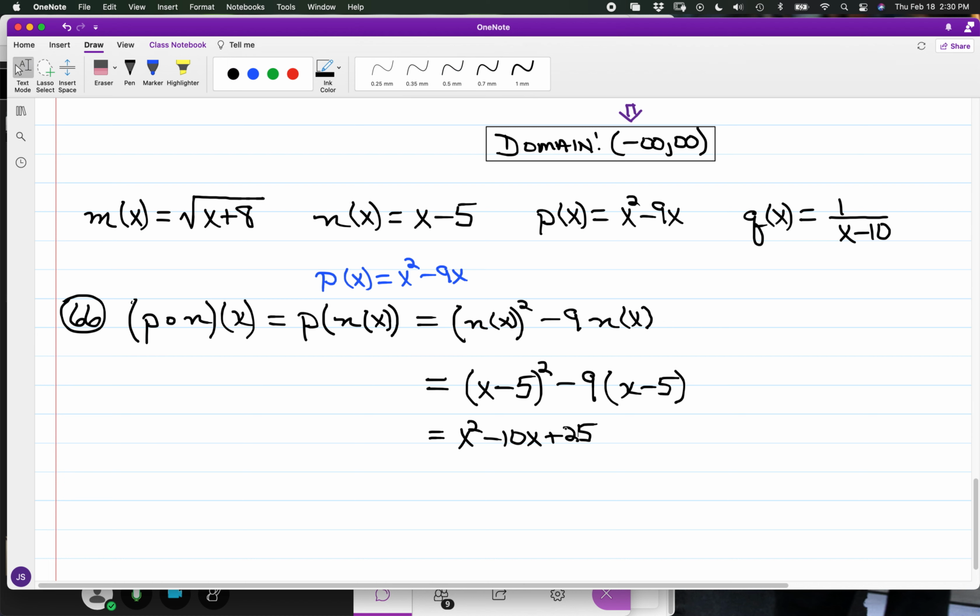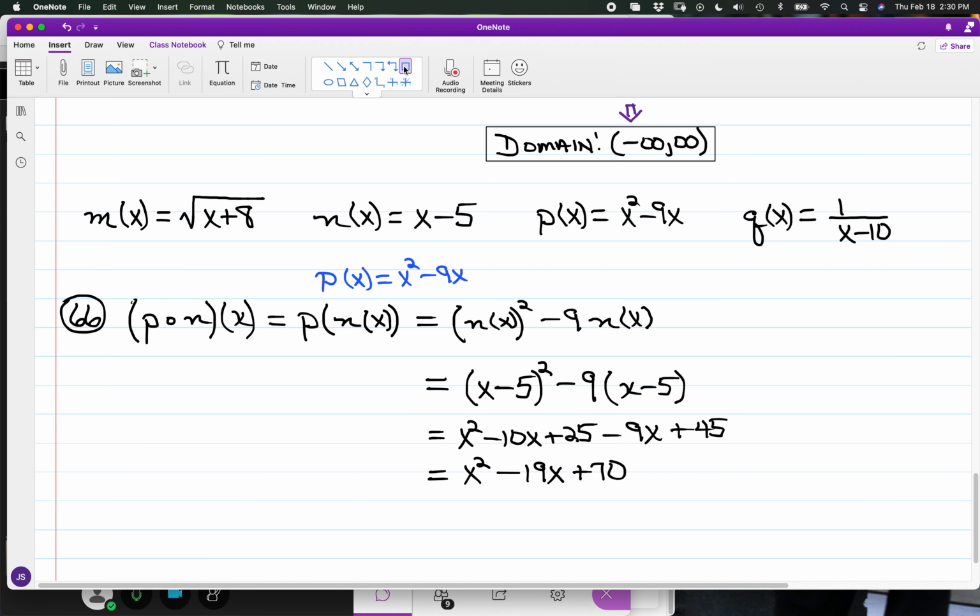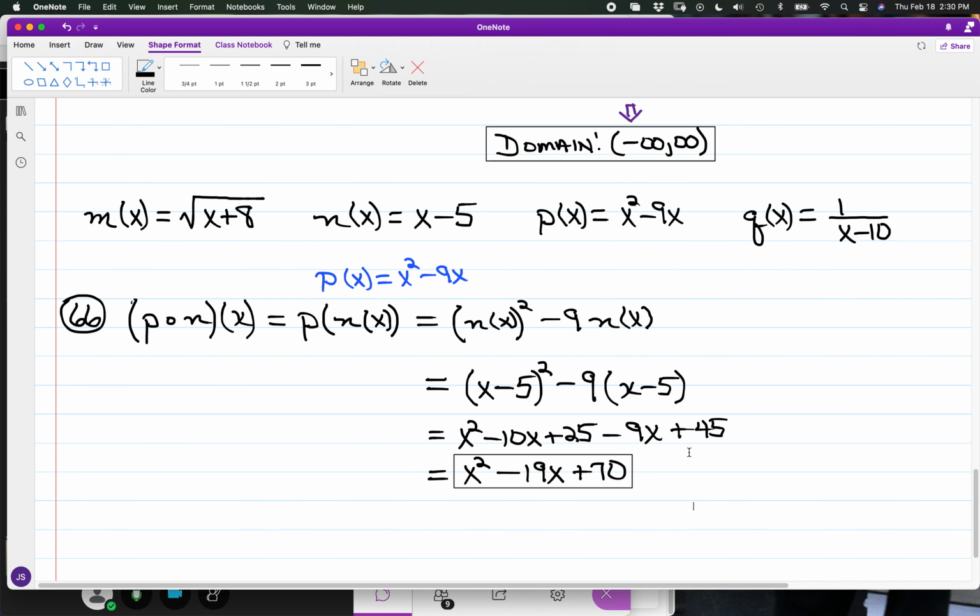And distributing negative 9 over the quantity of x minus 5, we have negative 9x plus 45. And joining together like terms, I have x squared, negative 10x and a negative 9x will form negative 19x, and 25 and 45 will make 70. So that will be the resulting composition on this one.